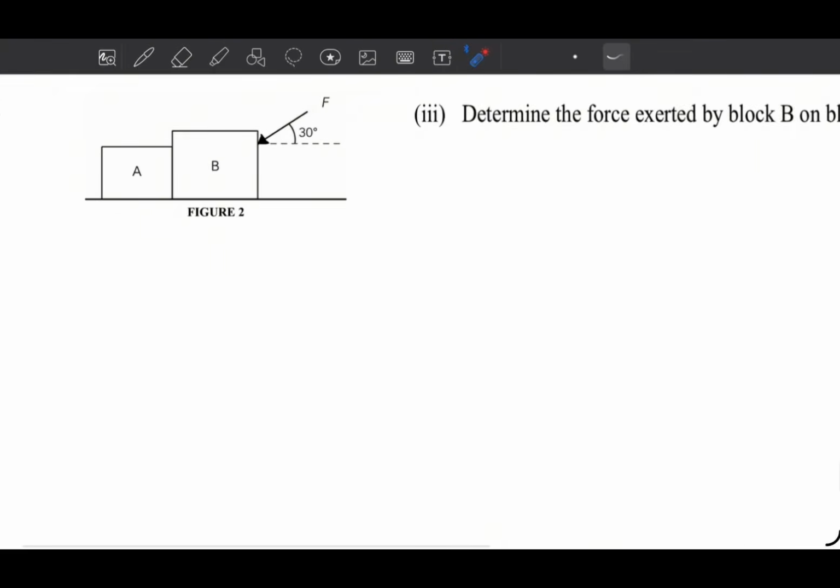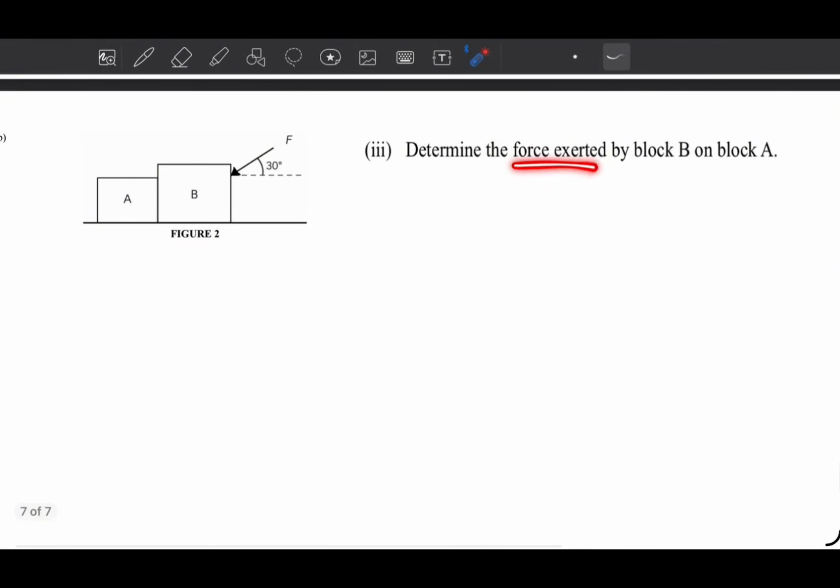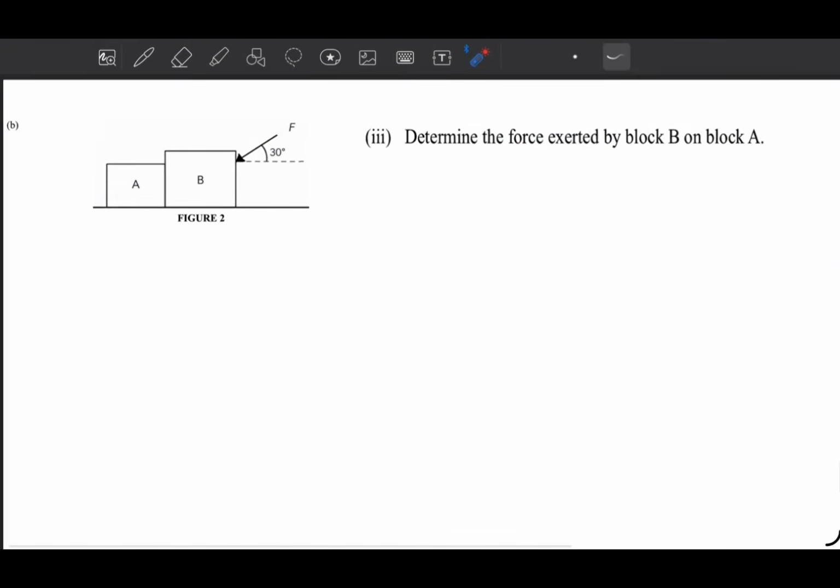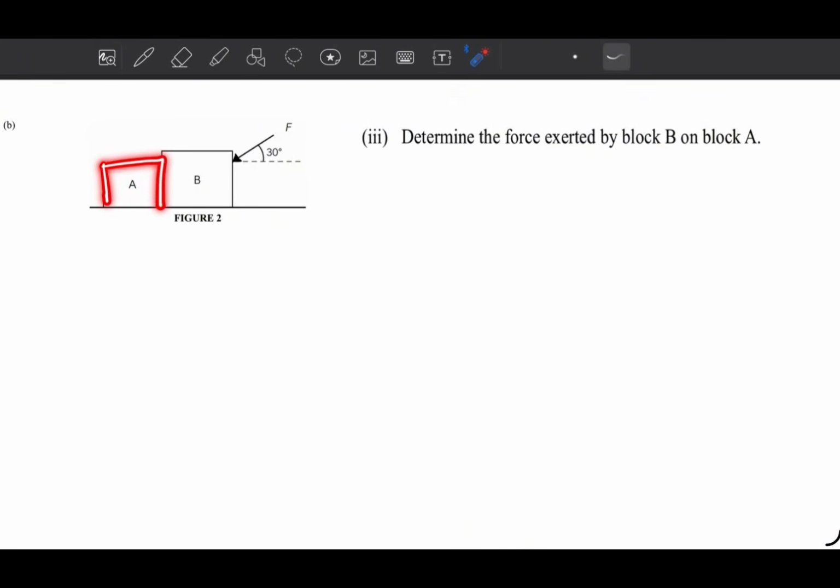So for that, you have to first understand what force is the one they are asking here. As we can see, block A and block B are touching each other. The contact surface here has two forces on them, where block B is pushing A forward as it has been pushed by the external force and creates a force B on A.